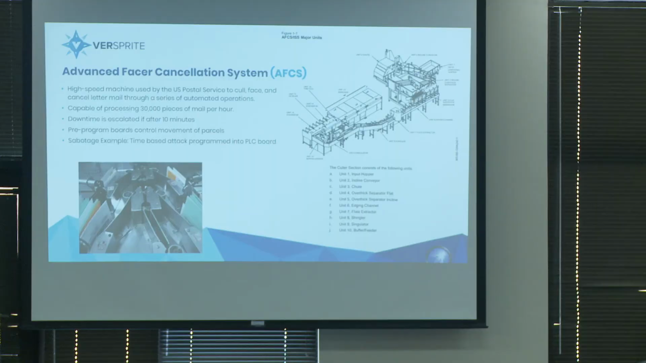What's really amazing is that you have this downtime requirement. If something stops, you have 10 minutes before you go to the next sub level. Here is a blueprint of one of their other products that they use. It's called the Advanced Facer Cancellation System. It's a pretty fancy name, and it's capable of processing 30,000 pieces of mail per hour. Like I said, they have an escalated downtime of 10 minutes. This system is much bigger than this room, and it has all these moving parts, chutes and rollers and all these different things.